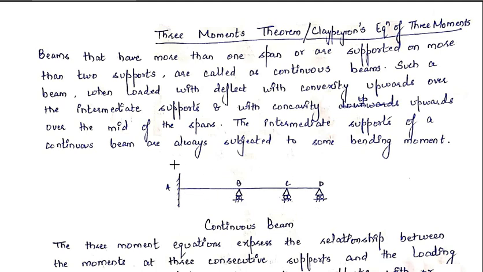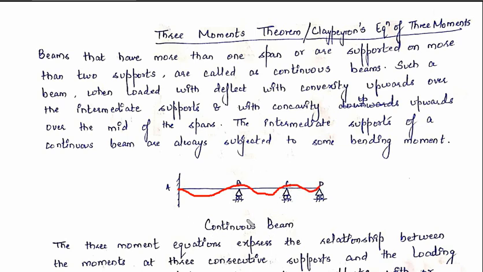supports. Now, if you will look at this diagram or this example, you will see that in this beam AD, it has more than one span, AB, BC, and CD. Moreover, it is supported on more than two supports, A, B, C, and D. Therefore, such types of beams are known as continuous beams. Now, whenever any type of loading or vertical loading acts on the continuous beams, the deflection pattern of the continuous beams is something like this.